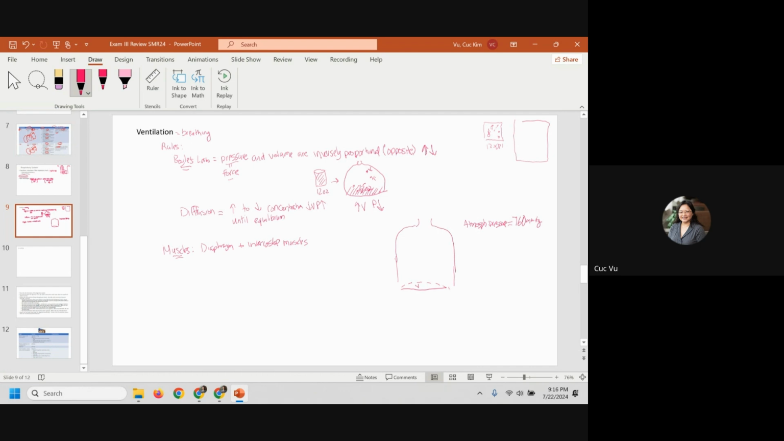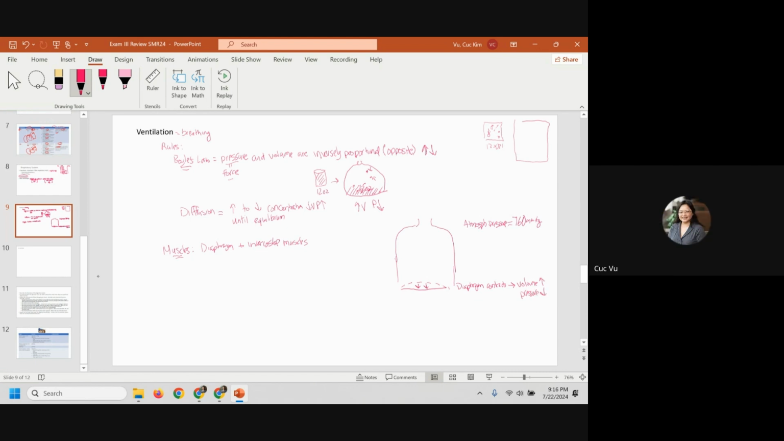Okay, so here's the change in volume. So when the diaphragm contracts, as well as the intercostal muscles, what does that change? What change does that do? There's more space. That's right. And what is volume? There you go. So the volume increased. And when the volume increases, what does that result in? Pressure decreases. That's right.